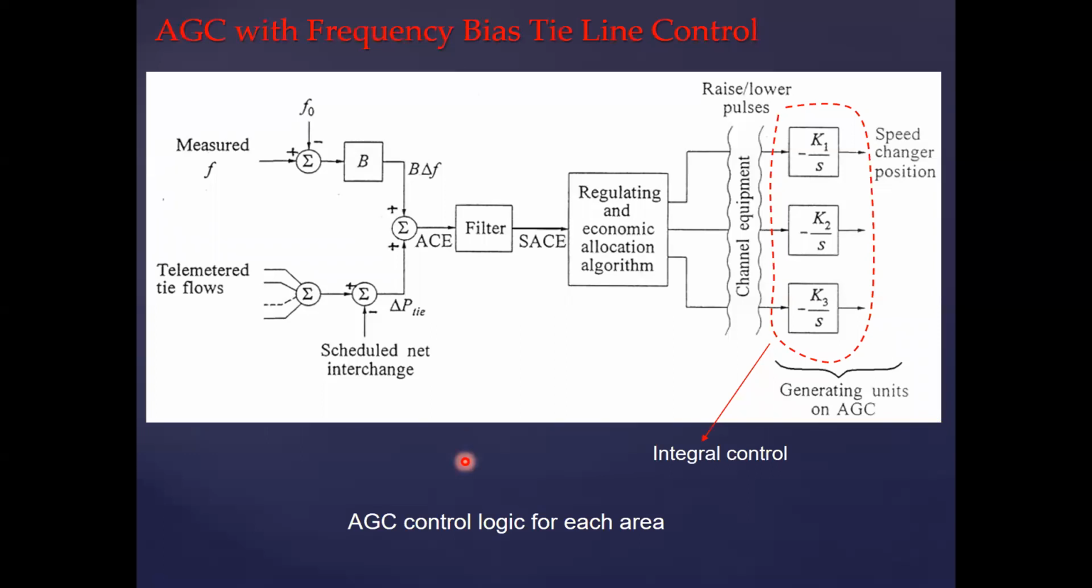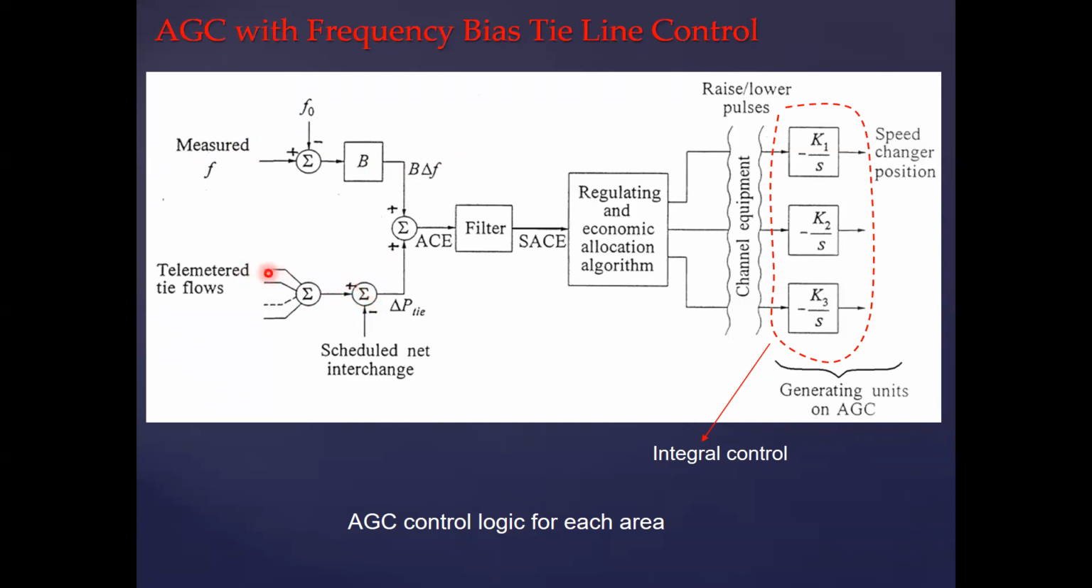Now here you can see how we apply the AGC. Within the interconnected system, we have the measurement of frequency. What is the nominal frequency here? Then we get the frequency error, multiplied by the bias factor. We get this product. And then we have several interconnected systems.